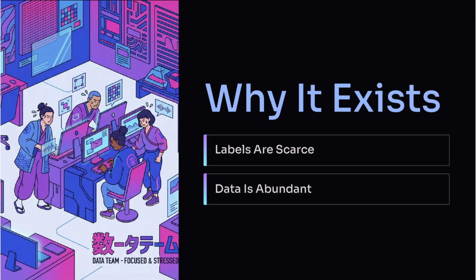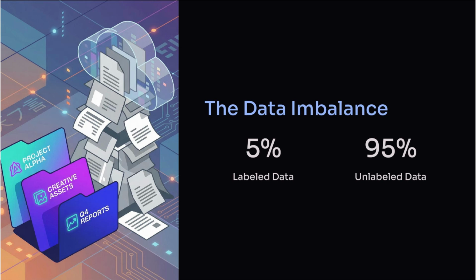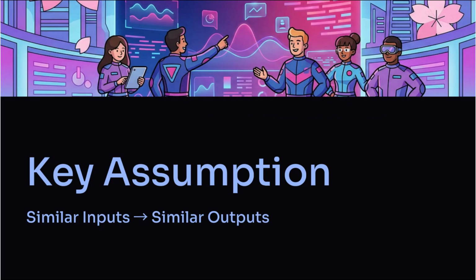A key assumption is that similar inputs should have similar outputs. This assumption allows models to infer labels based on data structure. The objective is to improve predictive accuracy while reducing reliance on labeled data. Efficiency is central to this approach. Labeling requires human effort and domain expertise. This makes large-scale annotation impractical in many domains.